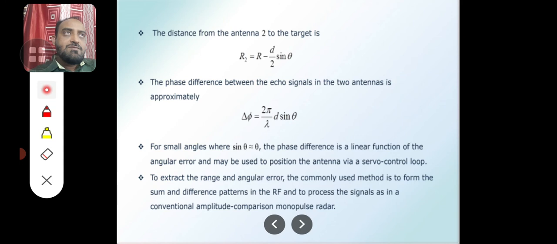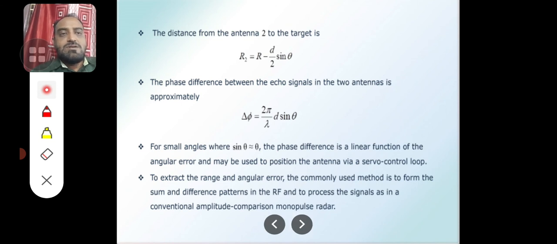Consider a sine wave where sine 0 is 0; the sine of a small angle will be almost equal to the angle itself. So that will be a linear function. If you zoom in and see a very little portion of a sine wave near 0, you can consider it as a very linear portion. Now this linear portion is used to position the antenna using a servo control loop.